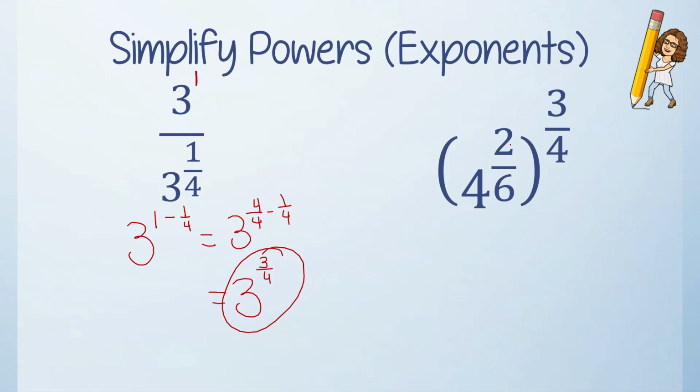Remember, when we had a power to a power, we multiplied, right? So I'm going to do 4 to the 2/6 times 3/4. That means we're just going to multiply across, not cross multiply. So we're going to multiply and get 2 times 3, which is going to give us 6. 6 times 4, which is going to give us 24. 6 over 24 simplifies. That is 4 to the 1/4 power.